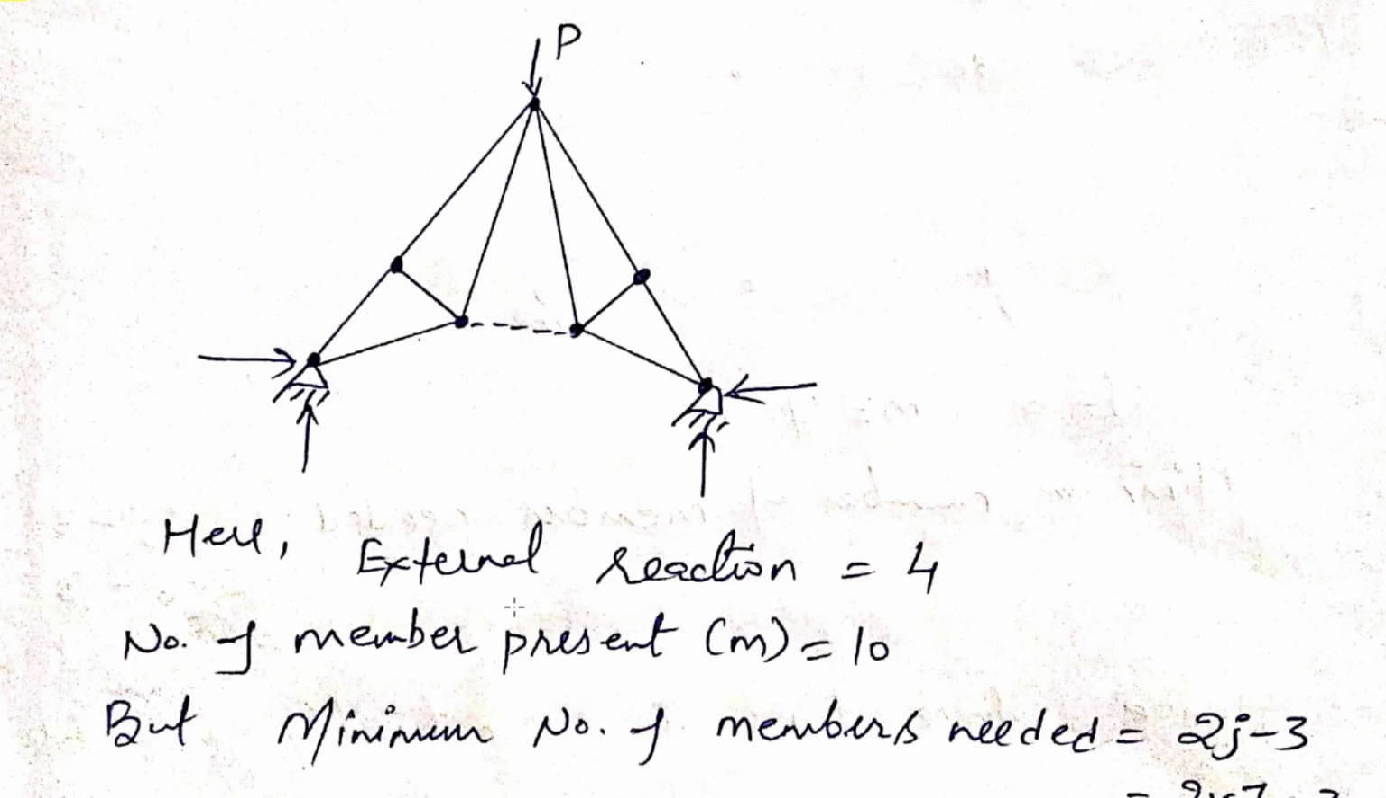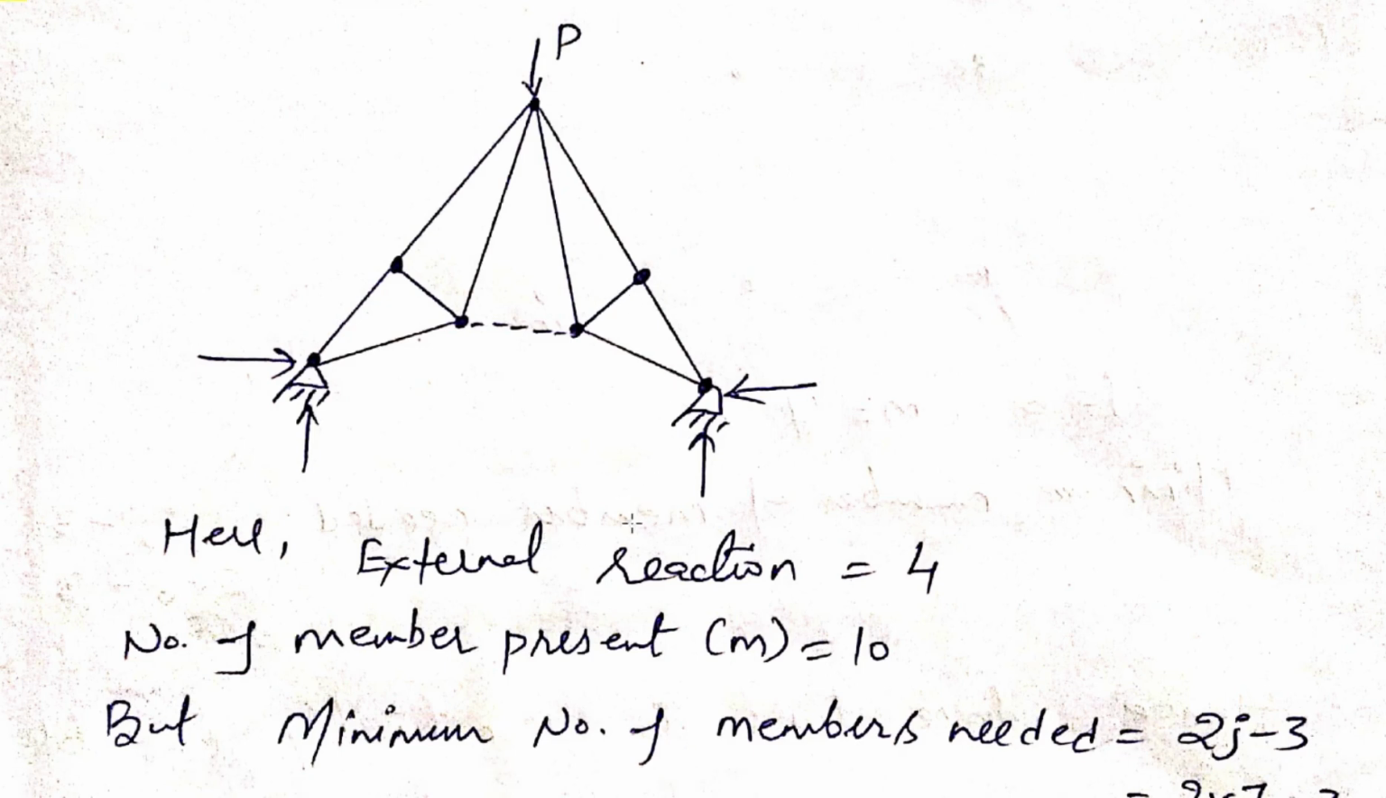This is your truss, and it has a hinge support here and a hinge support here. For a hinge support, we know there are two reactions, one horizontal and one vertical, and here again two reactions act. So the external reactions at the supports are 2 here and 2 here, so the number of external reactions is 4, and the number of members present is 10. You can count it: 1 2 3 4 5 6 7 8 9 10.